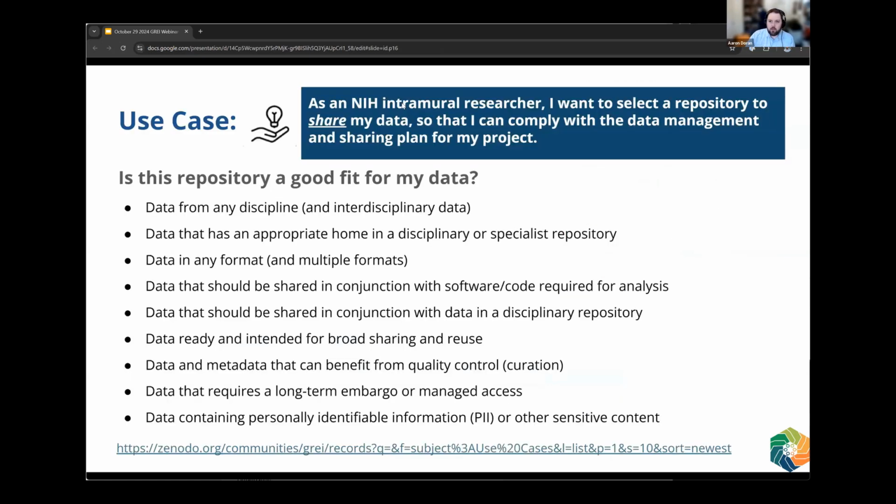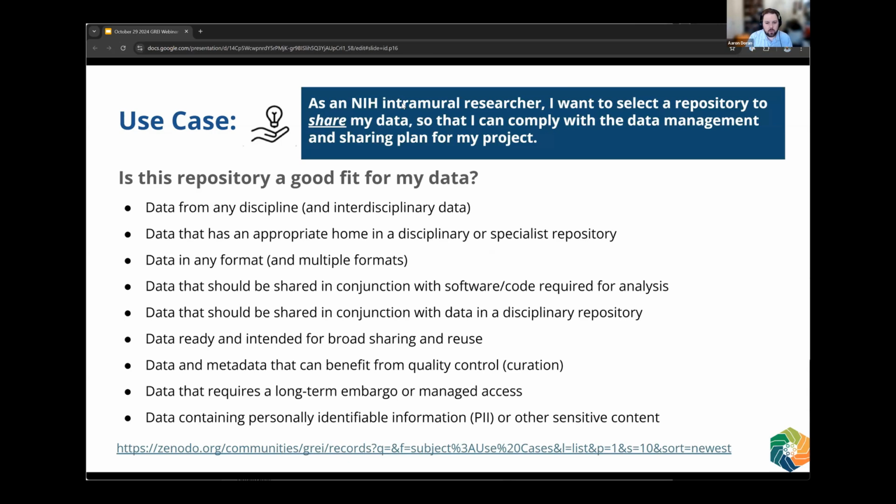And one of the next things I want to look at is a use case. Looking at a use case that I think will match up with a lot of you here today: as an NIH intramural researcher, I want to select a repository to share my data so that I comply with the data management and sharing plan for my project. And you're going to ask, as you go to any repository, generalist, domain specific, or otherwise, is this repository a good fit for my data?